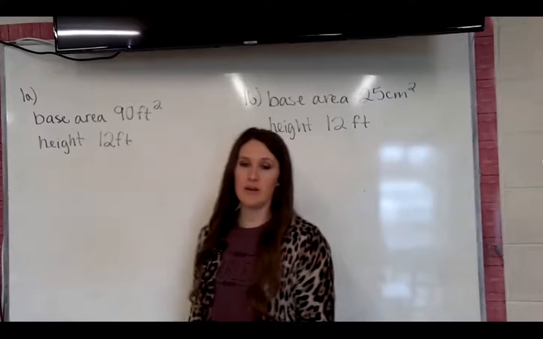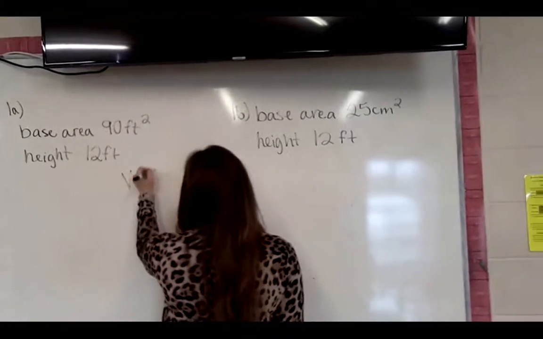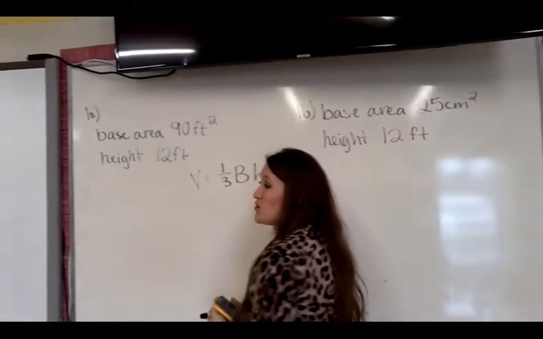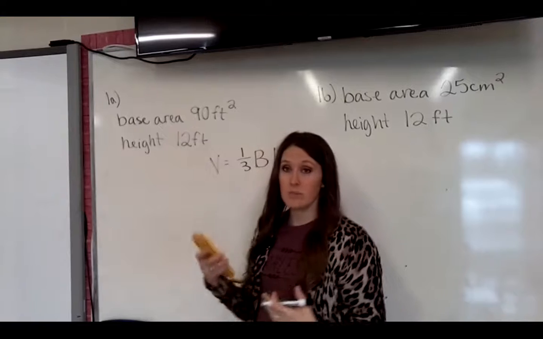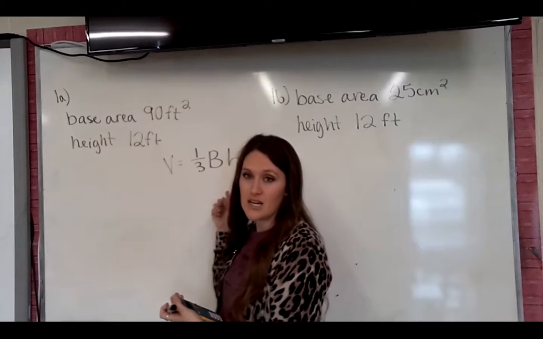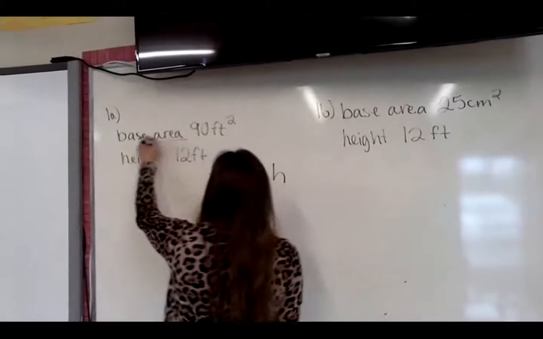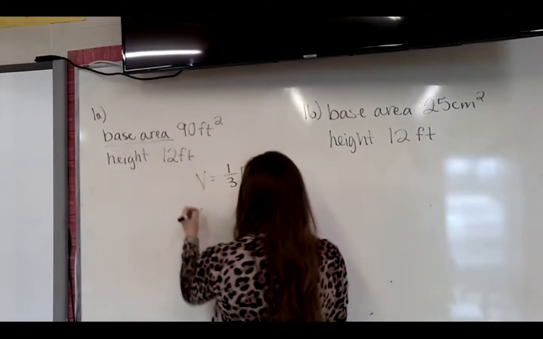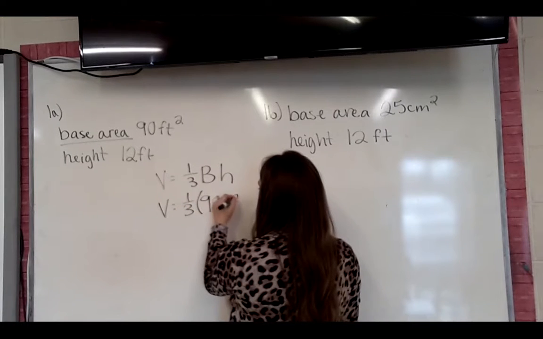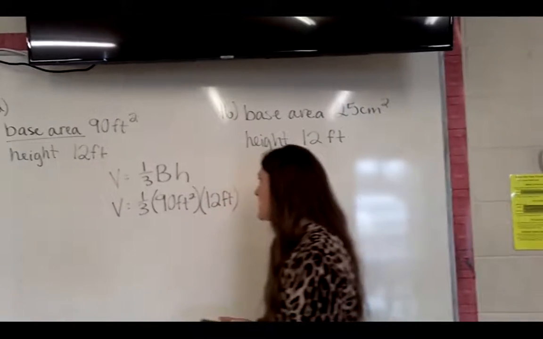On 1A and 1B, we are finding the volume of pyramids. So our formula is V equals 1/3 big B times H. Big B means area of the base. Normally it depends on what kind of pyramid, square pyramid, triangular pyramid, rectangular pyramid, what your big B is, because that means area of the base. But on this, they made it super easy. They literally already told us the area of the base is 90 feet squared. So in that formula, they already gave us big B. Height is 12 feet. So we're just having to plug those in.